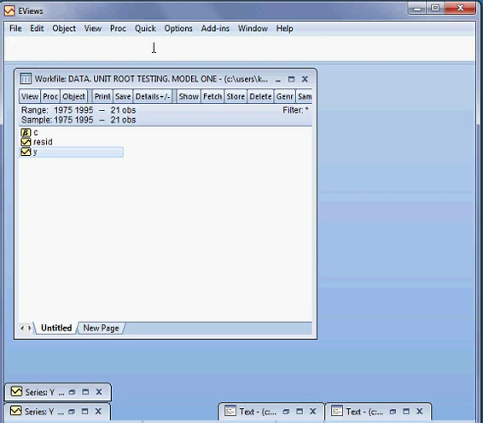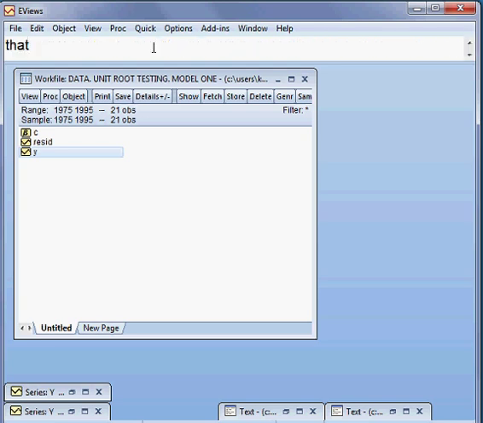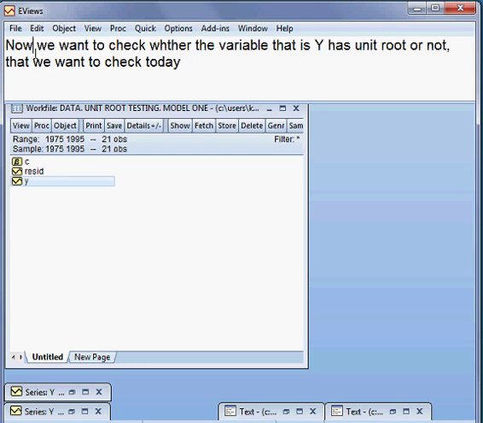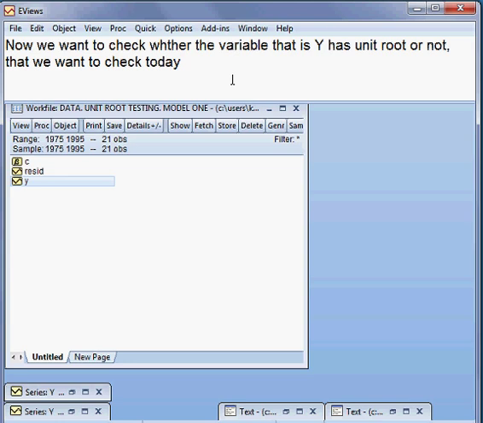Now we want to check whether the variable, that is y, has unit root or not. That we shall be checking today.